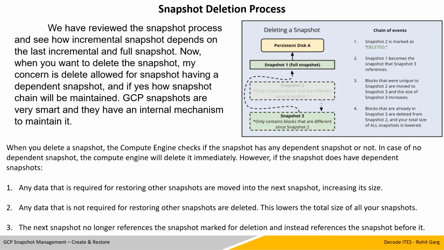Any data that is not required for testing, any data which is not required for restoring other snapshots, is deleted. This lowers the total size of your snapshots. The next snapshot no longer references the snapshot marked for deletion, considering that this snapshot is part of a chain and has a dependent snapshot. But GCP copies all data from this snapshot to the next snapshot and relinks the pointers for unchanged data.